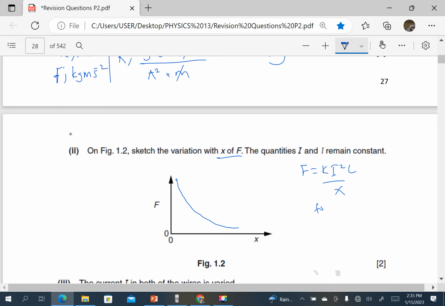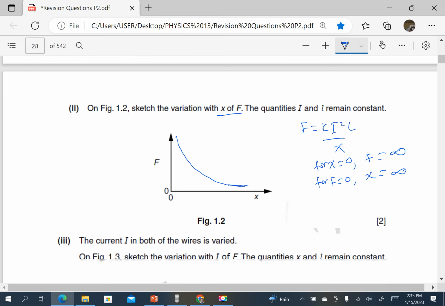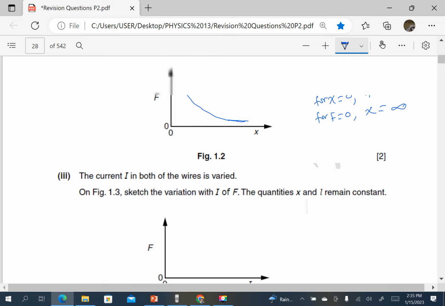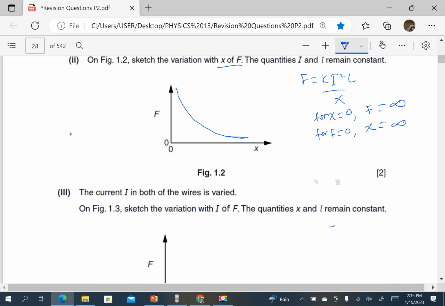For x equals 0, F is infinity from that equation. And for F equals 0, x is going to be infinity. So the graph does not touch any of the axes. It is asymptotic to the axes. Then the current I in both of the wires is varied. On the figure, sketch the variation with I of F. From the equation, you see that F is directly proportional to I squared.